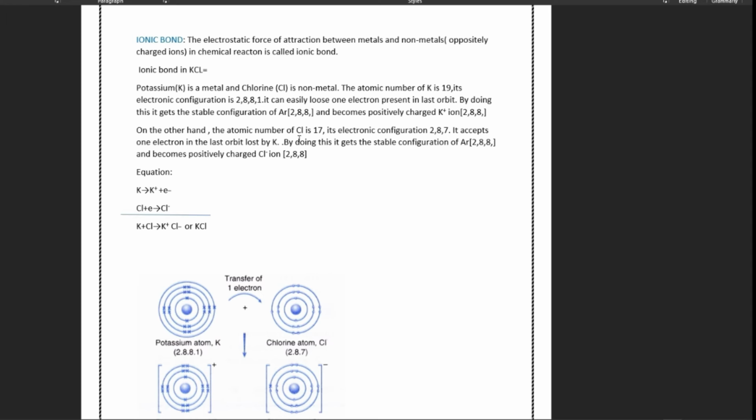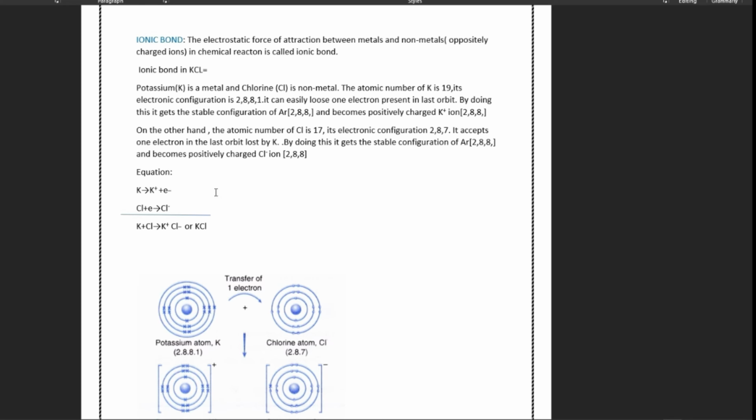On the other hand, chlorine has atomic number 17 and its electronic configuration is 2, 8, 7. It accepts 1 electron in the last orbit, the one lost by the potassium. Why does it accept? To be stable. When it becomes 8, its shell becomes full. That's why it accepts 1 electron and becomes negatively charged, while potassium is positively charged. It gets the stable electronic configuration of argon, 2, 8, 8.